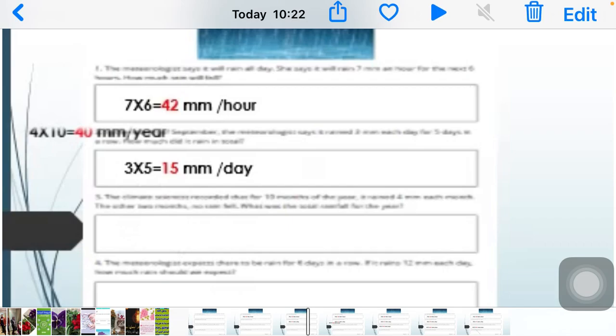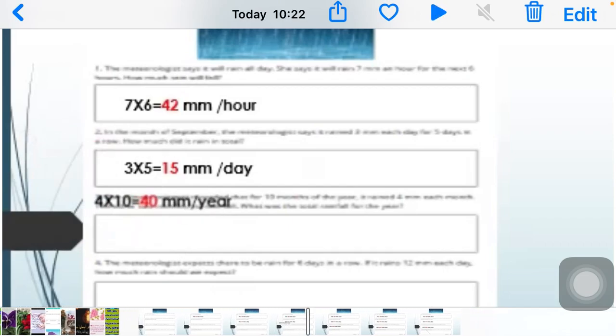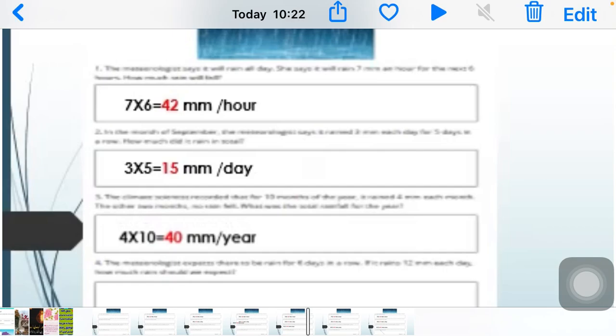We know the number of months in 1 year equals 12 months. Here we have the amount of rain for the 10 months, except 2 months. We should multiply the number 4 by 10 months only to get the correct result. Okay, 40 millimeters per year.